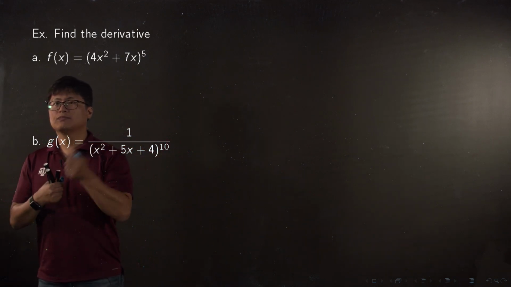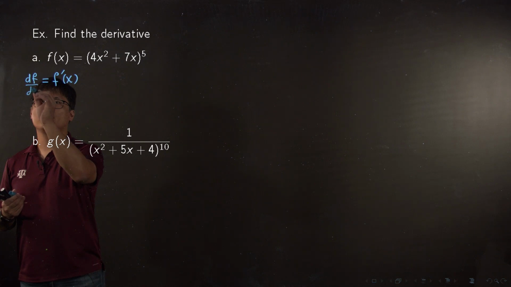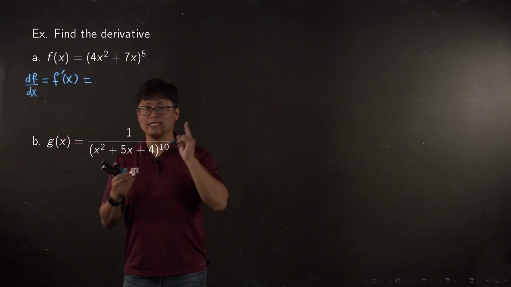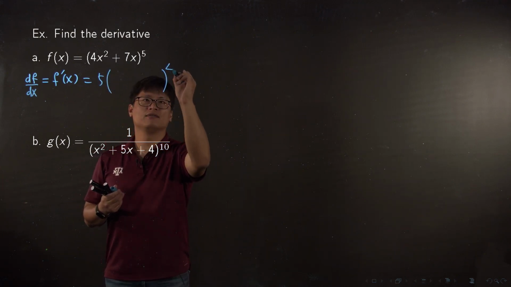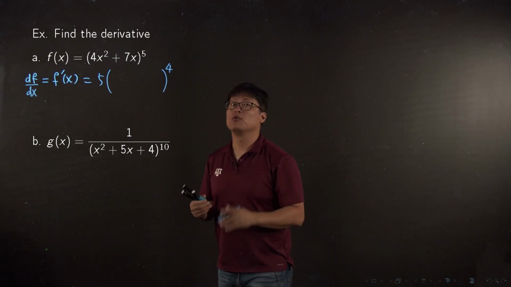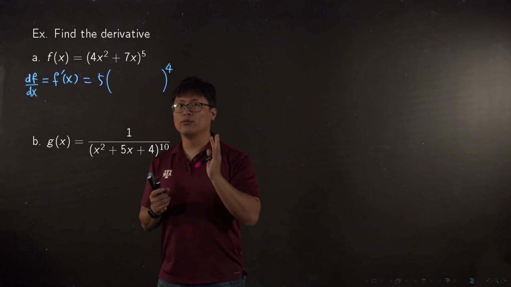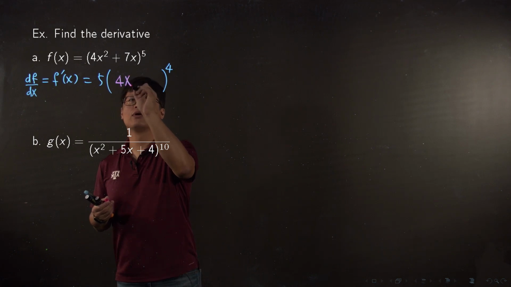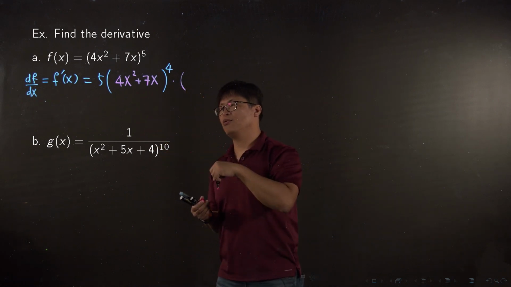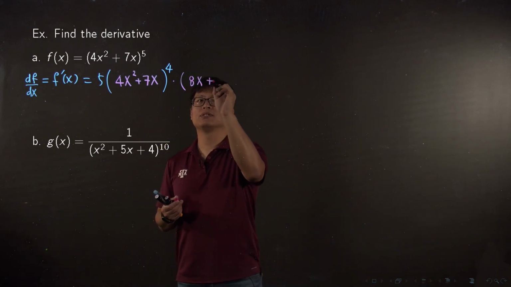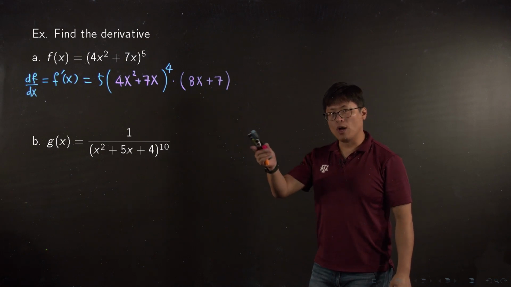So f prime of x, or in Leibniz form, df over dx, is equal to the outside layer. It is a power function, which means we're gonna follow the power rule, right? 5. That's it. We did the outside function prime. Okay, then what are you gonna do? As I told you, when you take the derivative of the outside, don't touch your inside. Don't touch your inside. Then once you write this, you have to multiply by the second layer function prime, which is 8x plus 7. That's it. You have to stop here because we have only 2 layers. Is it okay?